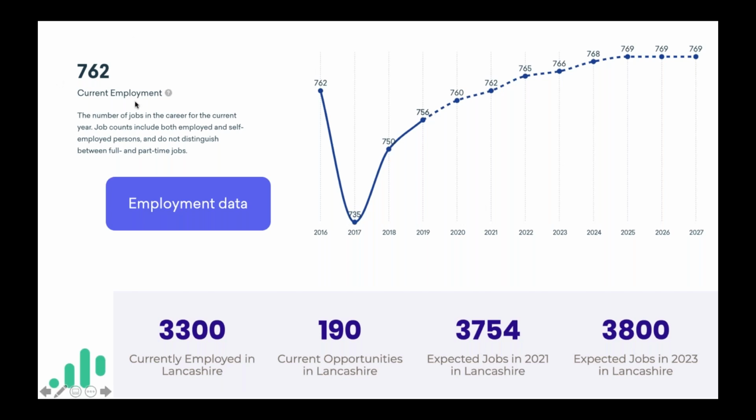Current employment numbers, so the number of jobs in that occupation for the current year, which would include every single job, so part-time and full-time. And then we can really narrow that down. So what's the expected jobs in 2021 and 2023 within a region? Who is currently employed and how many opportunities in terms of real job vacancies are available within a region?